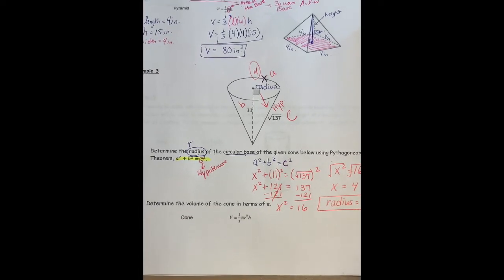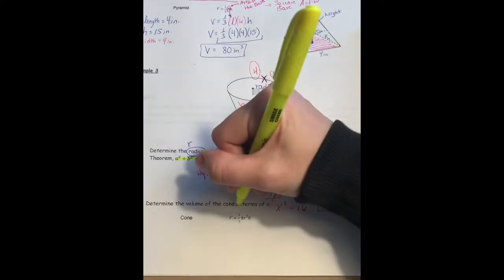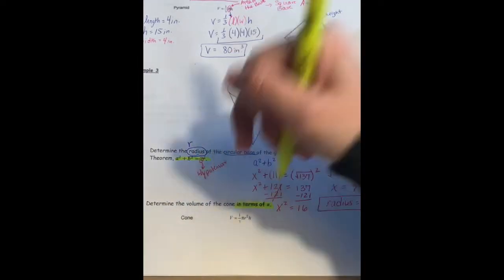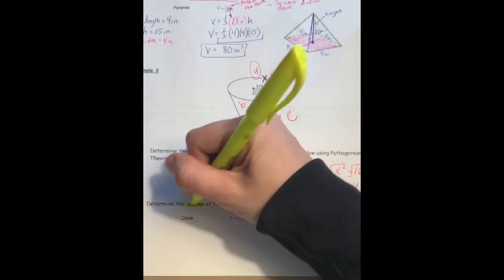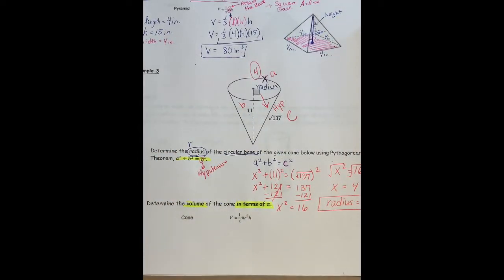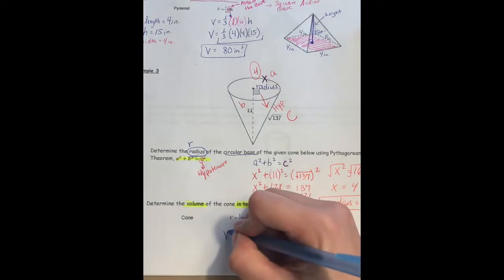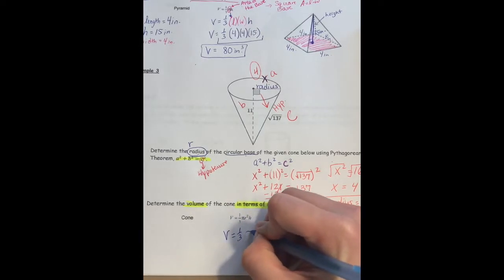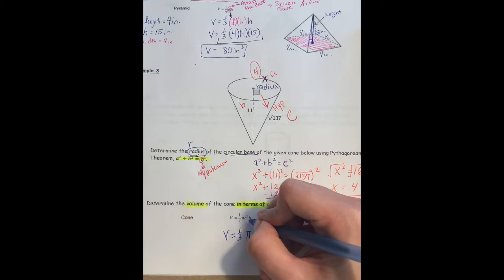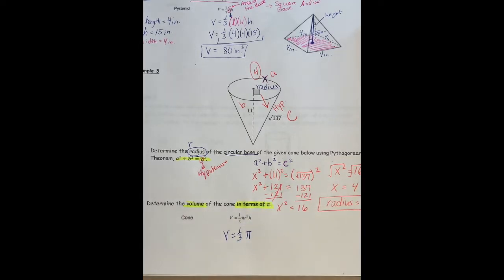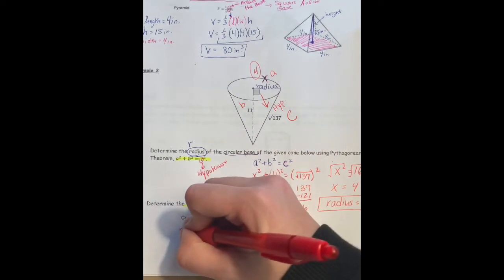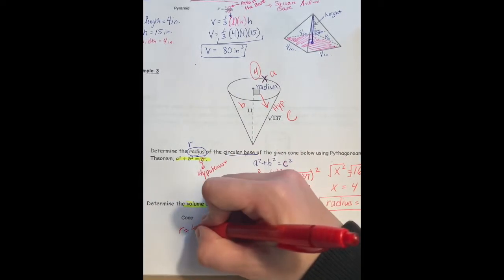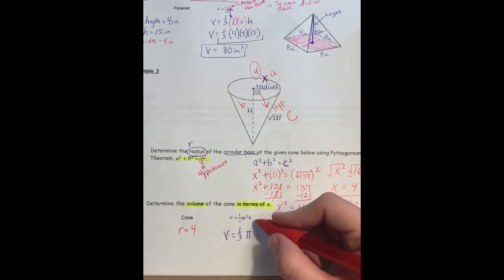Now the second part says determine the volume of the cone in terms of pi. We saw that earlier. So they gave us the formula already. V equals 1/3 pi. Now I need the R and I need the H. R stands for radius. Well, I just found out what the radius was. In part A, we found out the radius was 4. And the H stands for height.